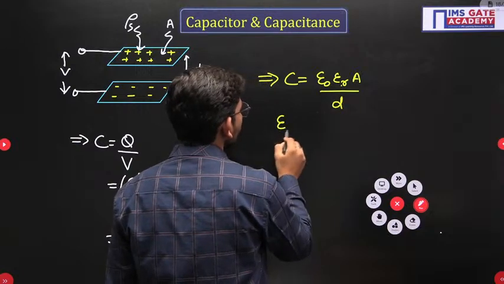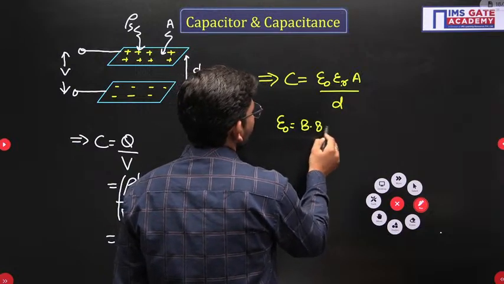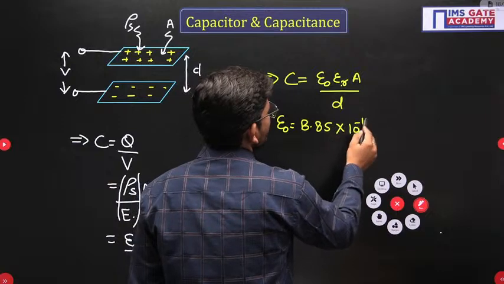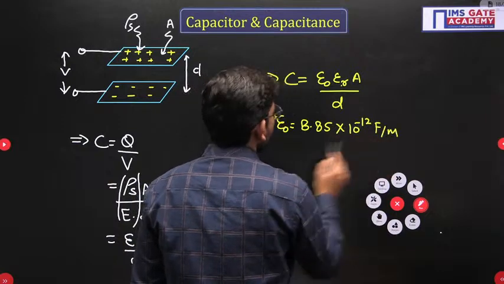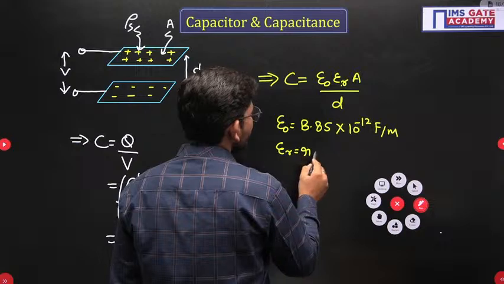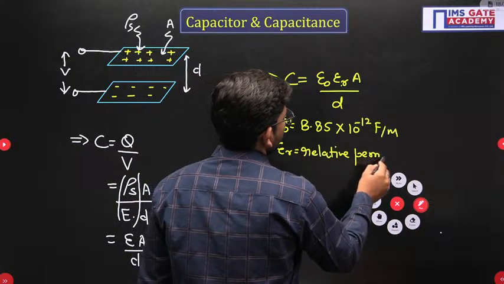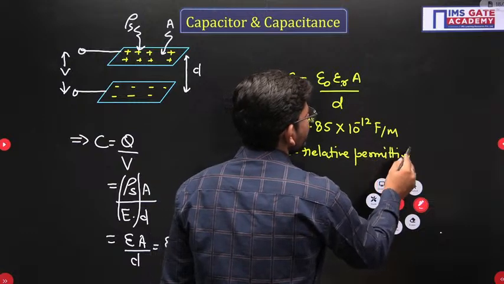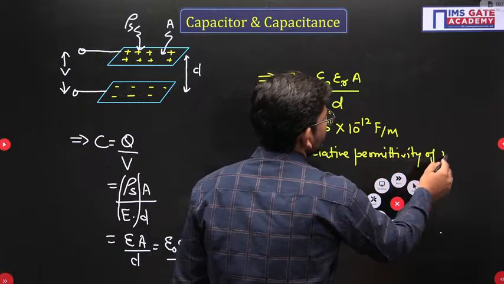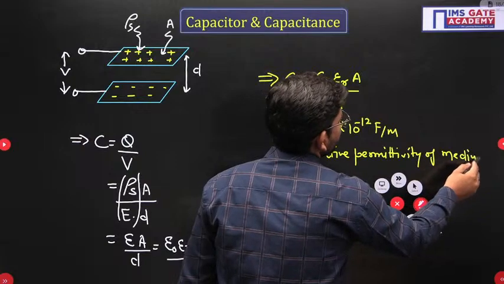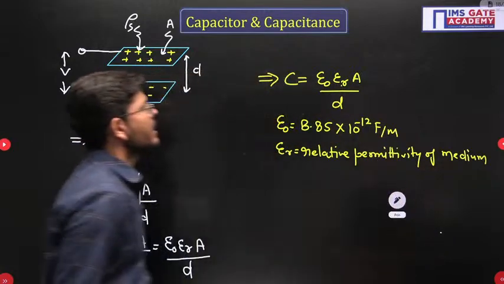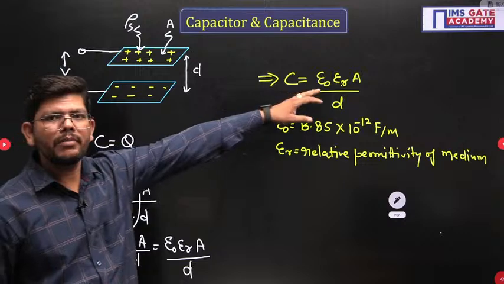What is epsilon naught? Permittivity of free space, which has this value, and epsilon R is the relative permittivity of the medium. Okay, so just see, capacitance does not depend upon the charge and the voltage.